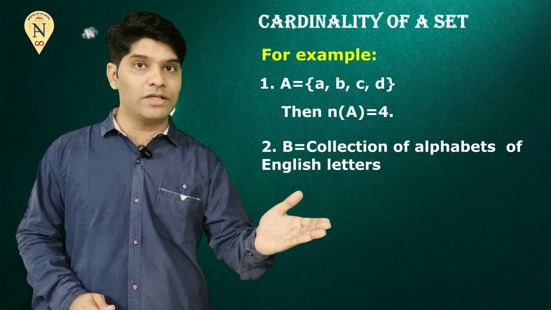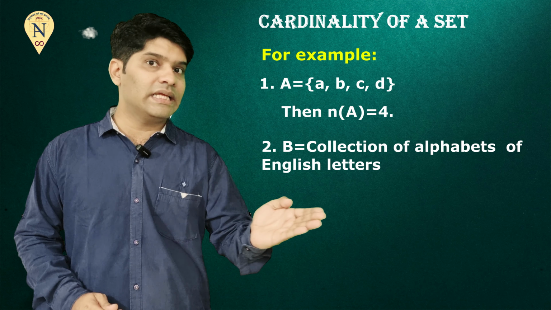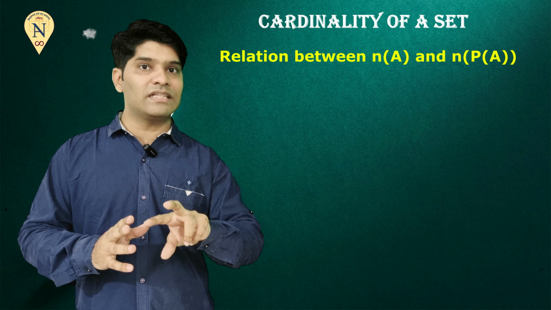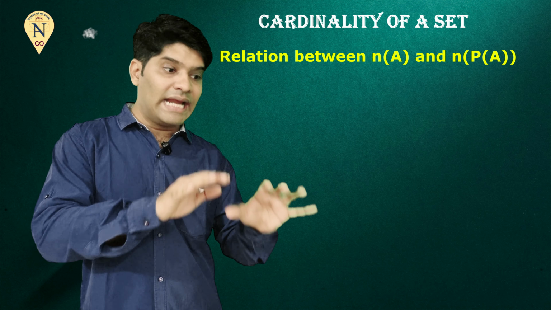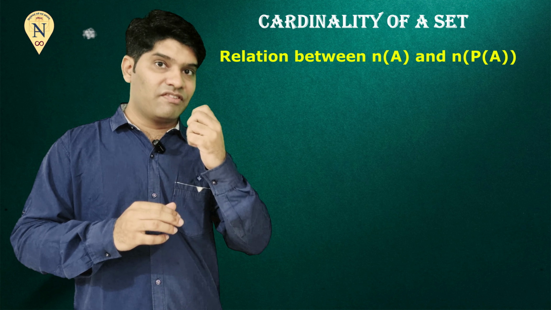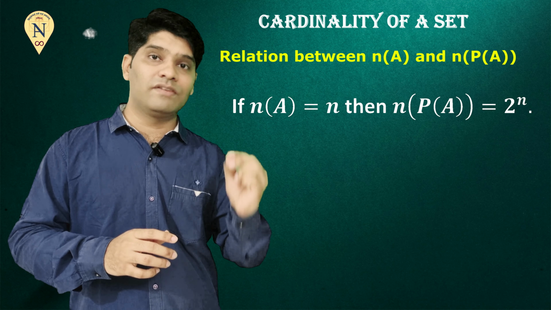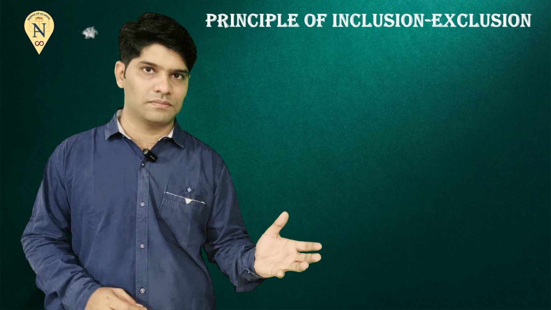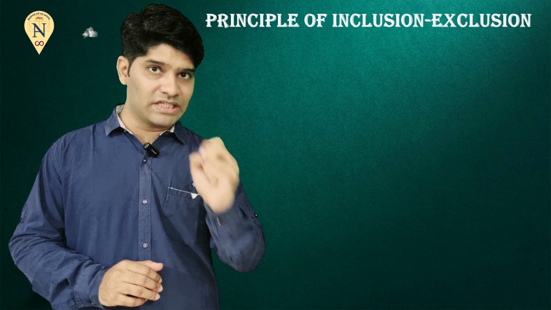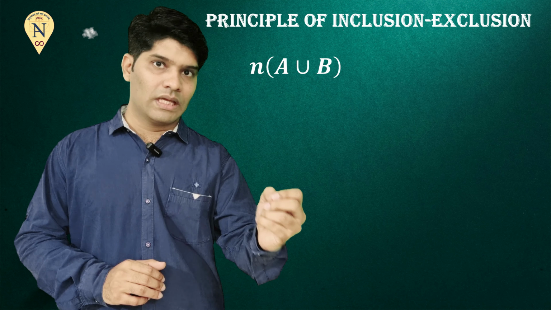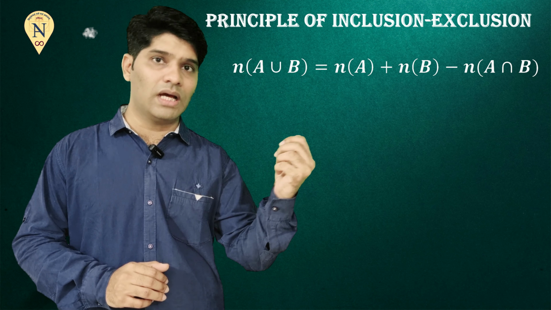If I define a set B to be the collection of all alphabets in English letters, then it is a set having 26 elements. There is a relation between the number of elements in a set and its power set. Namely, if there is a set A having n elements, then its power set will have 2 raised to n elements. Now knowing the meaning of cardinality, we can discuss the principle of inclusion exclusion. The principle of inclusion exclusion gives you the formula to compute the number of elements in A union B, and that can be found using this formula.